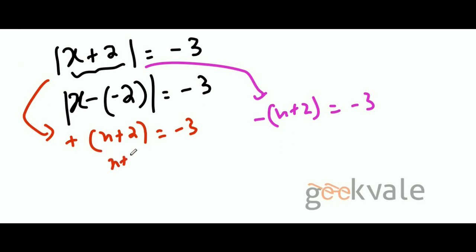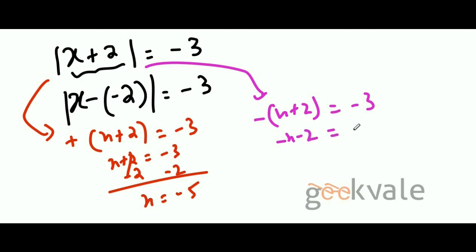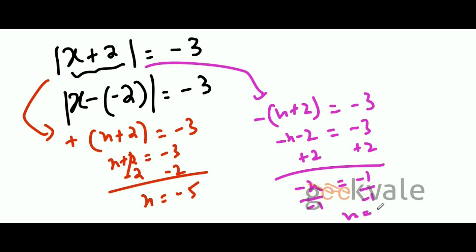For that we'll get x plus 2 equals to minus 3. I can subtract 2 from both sides. Get rid of that. x equals to minus 5. This is one position. For this one, we will get minus x minus 2 equals to minus 3. Add 2 to both sides. We will get minus x equals to minus 1. Divide by minus 1 both sides, we will get x equals to 1.